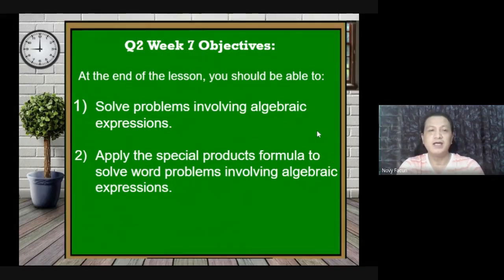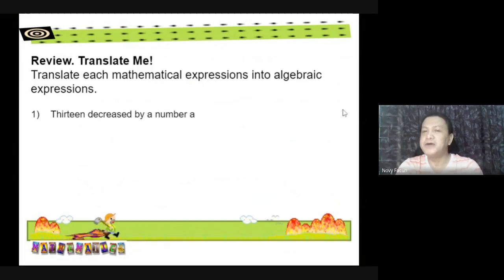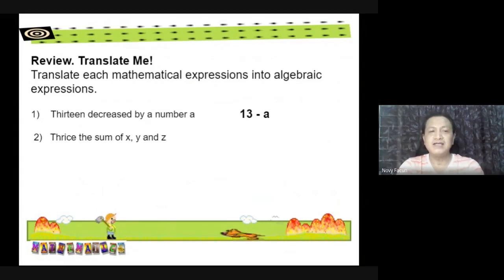So, are you ready? Okay, so before that, let's have a review first. Translate each mathematical expression into an algebraic expression. We have number one, 13 decreased by a number A. Kapag tinranslate natin to sa mathematical symbol, that is 13 minus A because the word decrease, that is subtraction or minus. Next, we have number two, thrice the sum of x, y, and z.